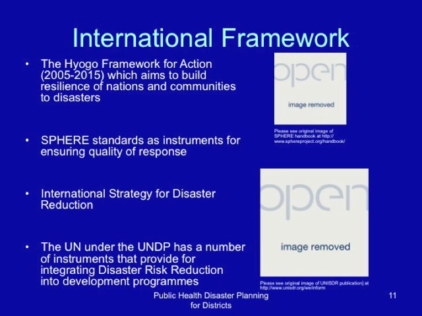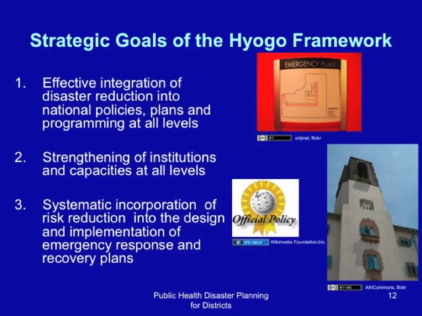Strategic goals of the HEMP framework include effective integration of disaster risk reduction into national policies, plans, and programming at all levels, strengthening institutions and capabilities at all levels, and systematic incorporation of risk reduction into the design and implementation of emergency response and recovery plans.